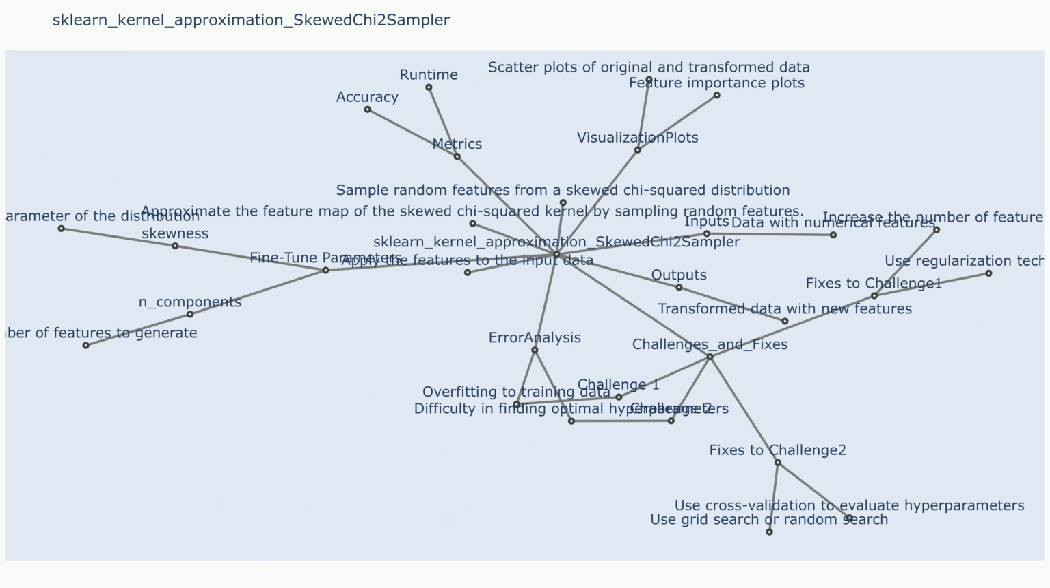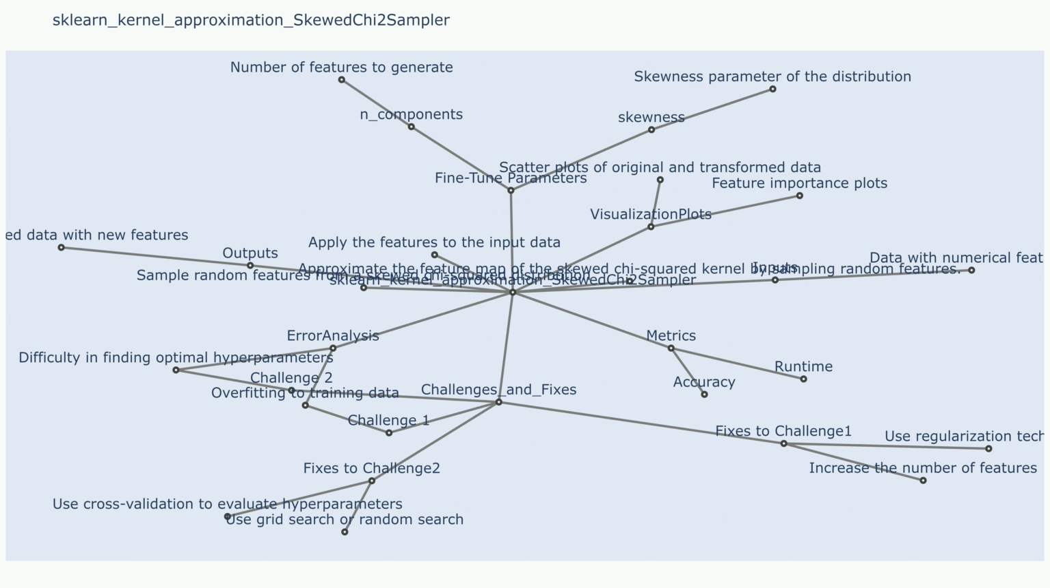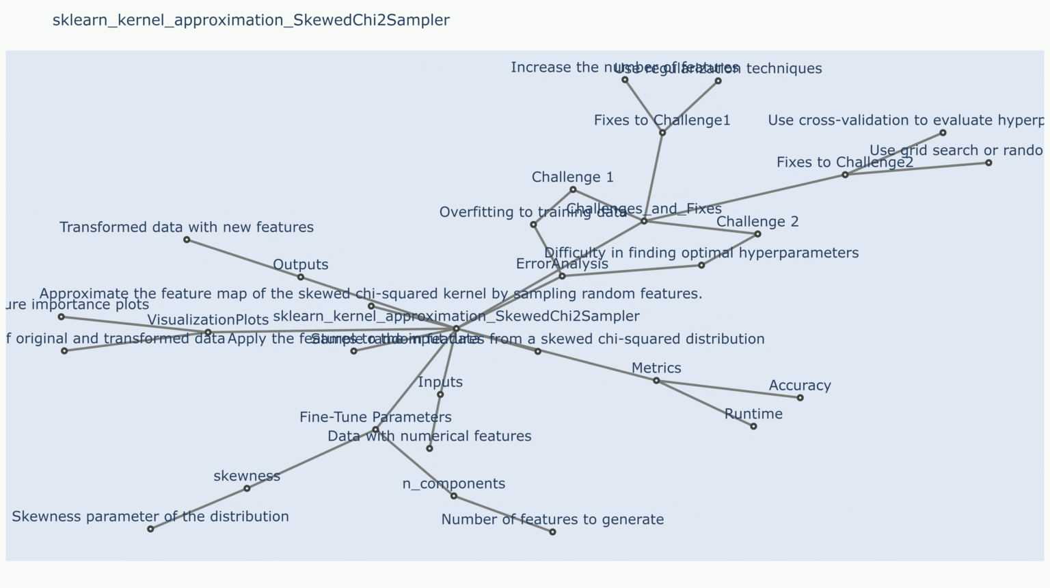Inputs. X. This is the input data, typically a sparse matrix representing features, with each row corresponding to a data point and each column to a feature. N components. This parameter specifies the number of components in the approximate feature map. It controls the dimensionality of the transformed data. Higher values generally lead to better accuracy but also increase computational cost.